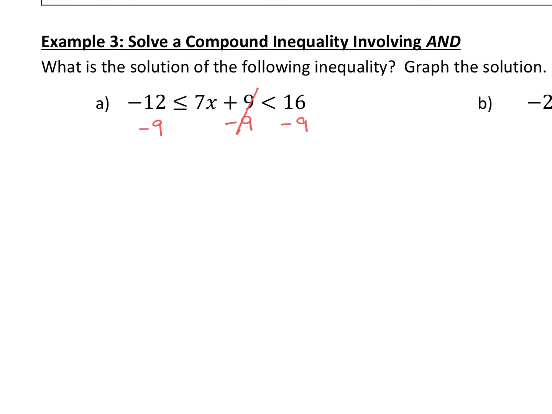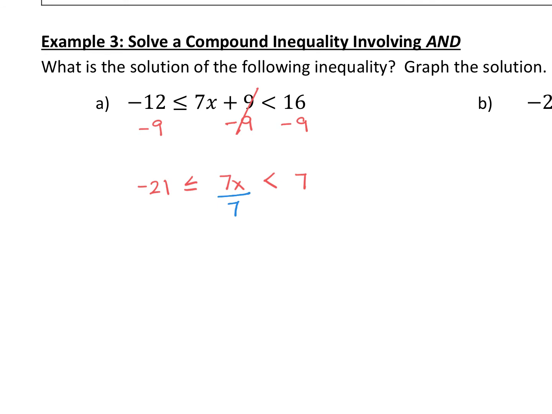Negative 12 minus 9 is negative 21. I'm going to carry down the less than or equal to. We have a 7x left in the middle, which is less than 7. 16 minus 9 is 7. All right, now we go back to the middle. We don't have the x alone yet. We have to get rid of that 7. It is being multiplied by 7, so our first step will be to divide by 7.